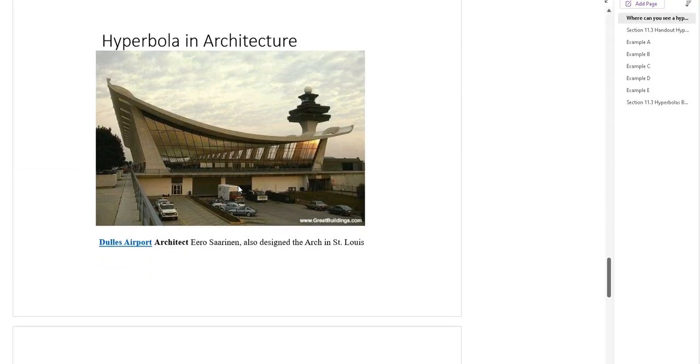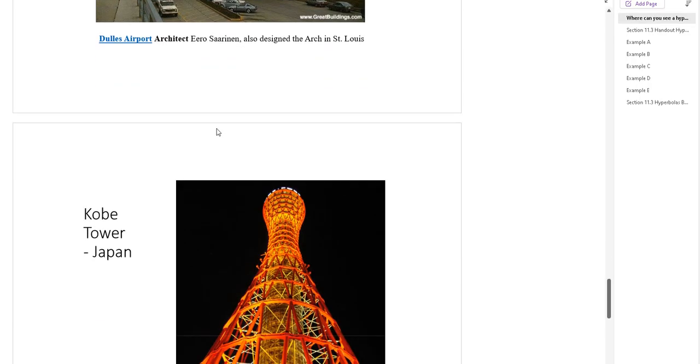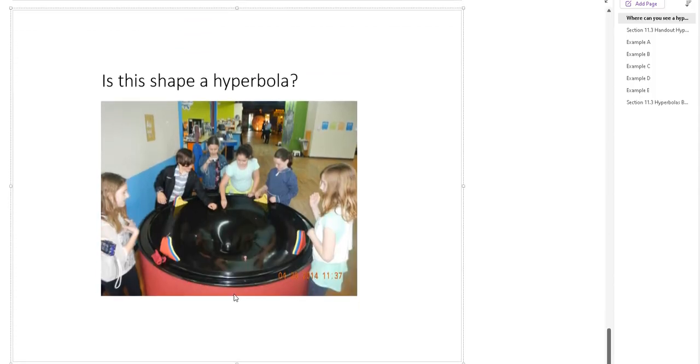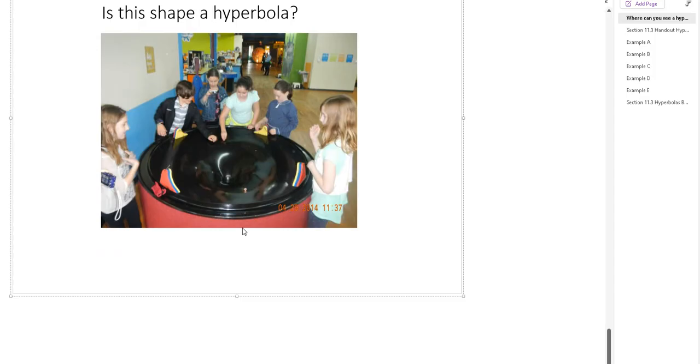Dulles Airport in Washington, designed by the architect who designed the Arch of St. Louis, has a hyperbolic shape for its roof. The Kobe Tower in Japan is a hyperbola rotated around an axis. And I'm not sure about the Impression 5 Science Center, but these things look like hyperbolas rotated around an axis. I'm not sure. If someone wants to find out, I'd be happy to know.